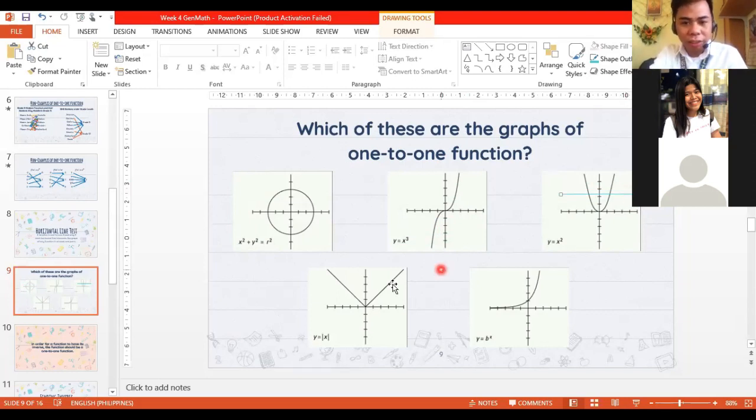How about this one? Ito yung absolute value. Hindi rin. How about this one? Asymptotic siya dun sa x-axis. So, this is one-to-one. This is the graph of the logarithmic function. Anyway, matututunan niyo pa yan. Pero at least, at this juncture, you know how to determine if the graph is one-to-one or not. Okay? So, yun po siya.